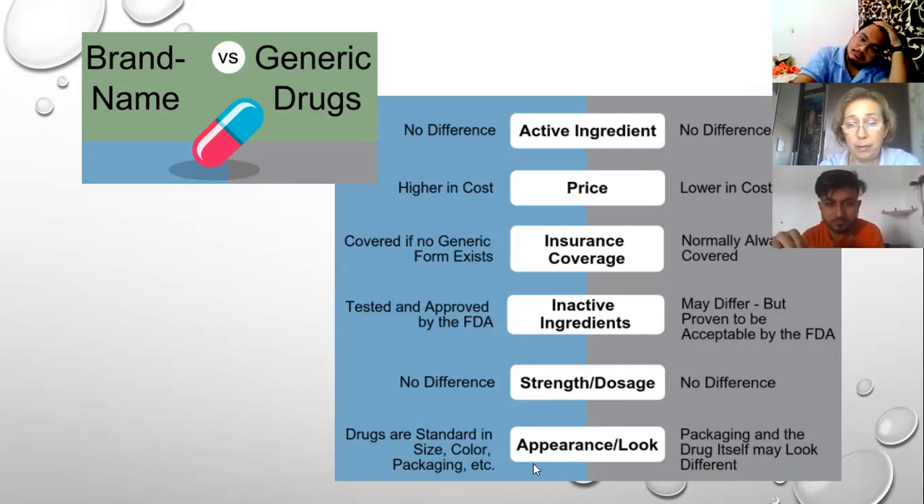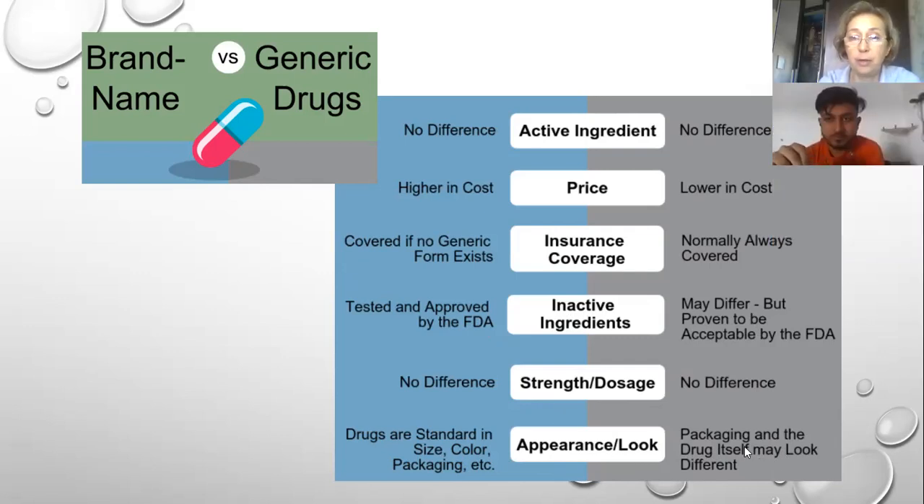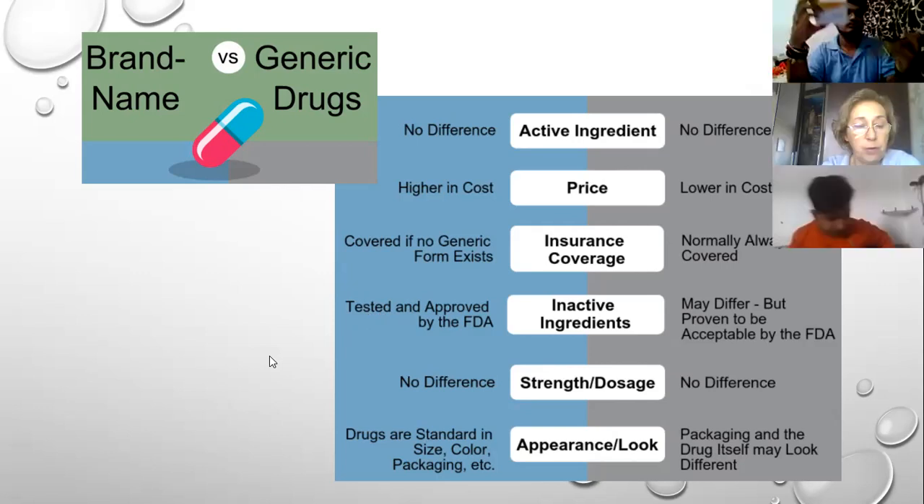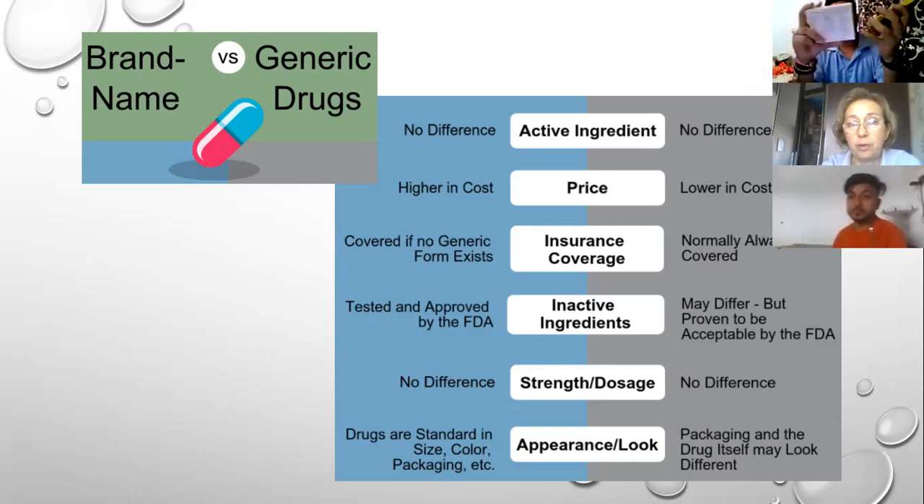And as for appearance, the brand name drugs are standard in size, color, and packaging, but the generic drug's packaging and the drug itself may look different. The package can be different, but the active ingredient is the same, so they have the same effect as the brand name. So this is the information about generics in the United States of America. Maybe in other countries, the information is different.